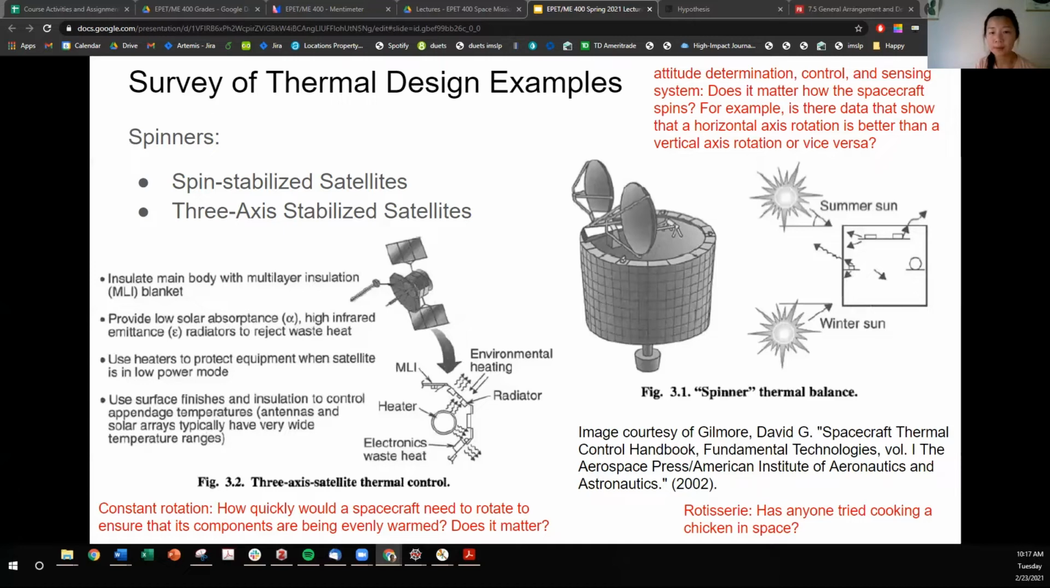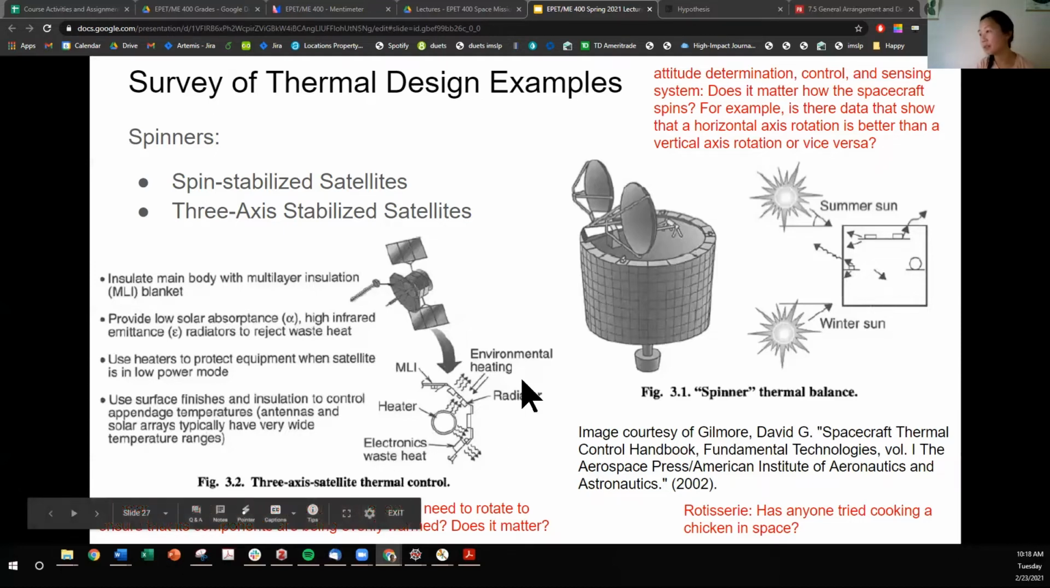The most common type of satellite today is a 3-axis stabilized variety, typified by the Tracking and Data Relay Satellite, TDRS. The designs of almost all these satellites take the same basic approach to thermal control of the satellite body, insulating the spacecraft from the space environment using multi-layer insulation, or MLI, blankets, and providing radiator areas with low solar absorptance and high IR emittance to reject the satellite's waste heat.